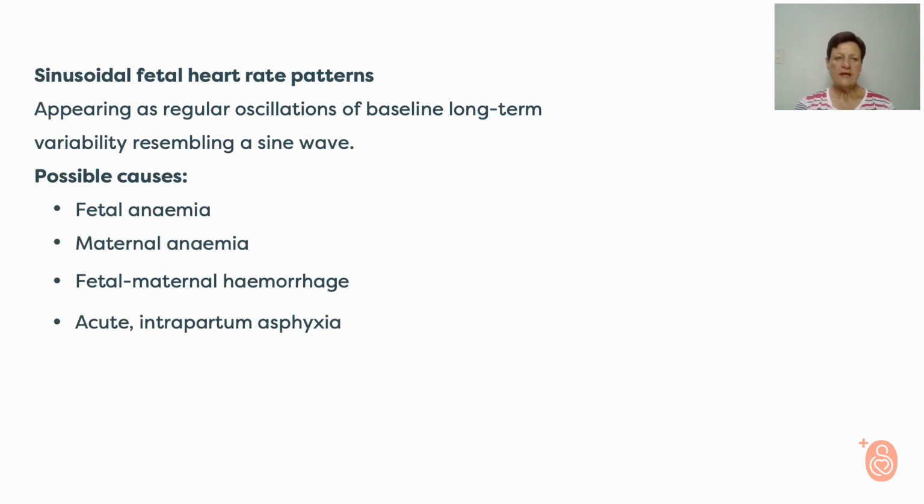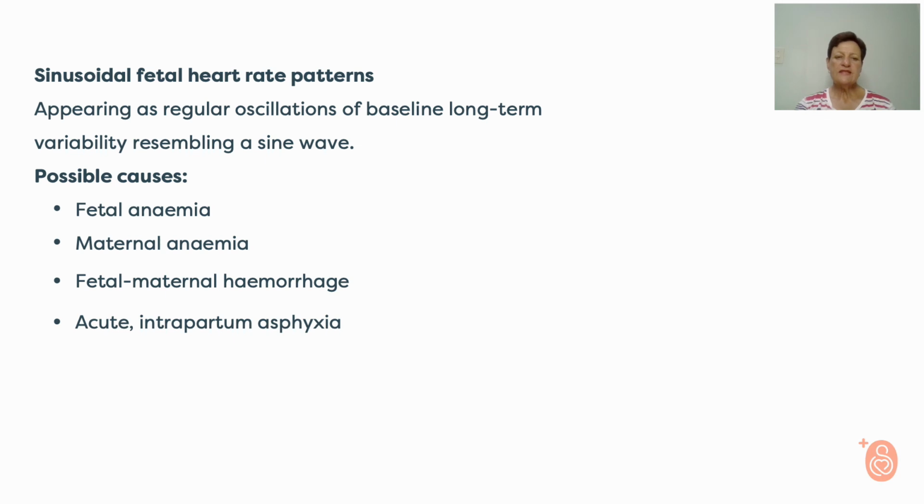The third abnormality of the baseline variability is the sinusoidal pattern. It appears as a regular oscillation on the baseline. It looks like this typical pattern that we always drew when we were children, and I will show you an example of it just now. A possible cause of that is fetal anemia. For example, in the case of an RH incompatibility where the fetal blood has been hemolyzed by the antibodies already, and we get a fetal anemia.